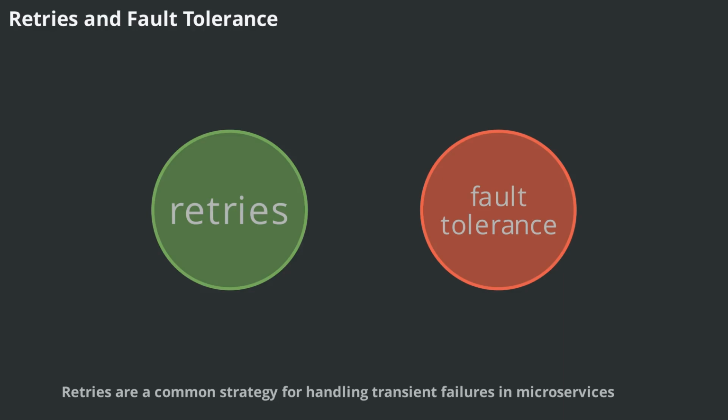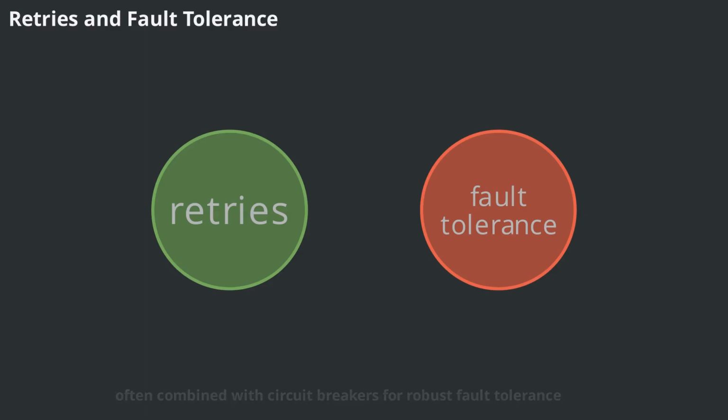Retries are a common strategy for handling transient failures in microservices. By automatically retrying failed requests, services can recover from temporary issues without manual intervention. Spring Boot provides built-in support for retries, often combined with circuit breakers for robust fault tolerance. Interview questions may cover how to configure retries, set limits, and avoid infinite loops. Understanding these patterns is crucial for designing resilient systems that maintain high availability.